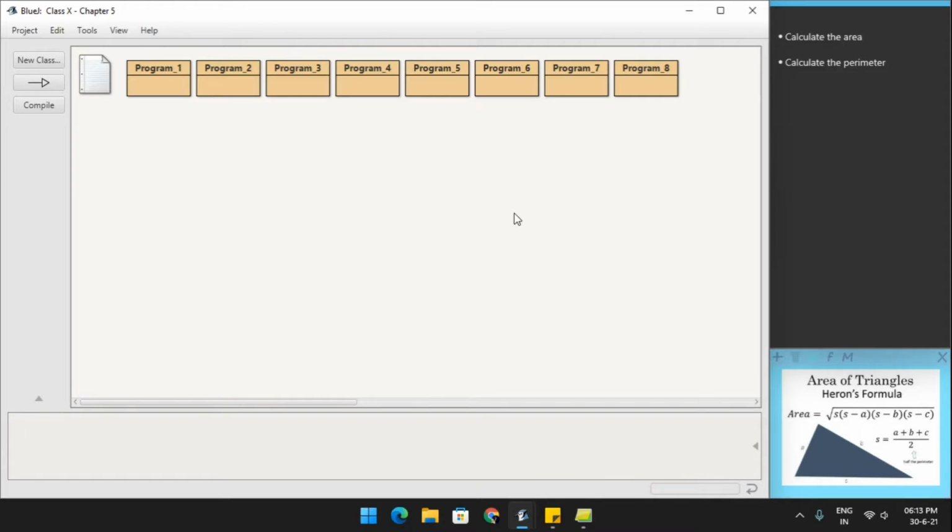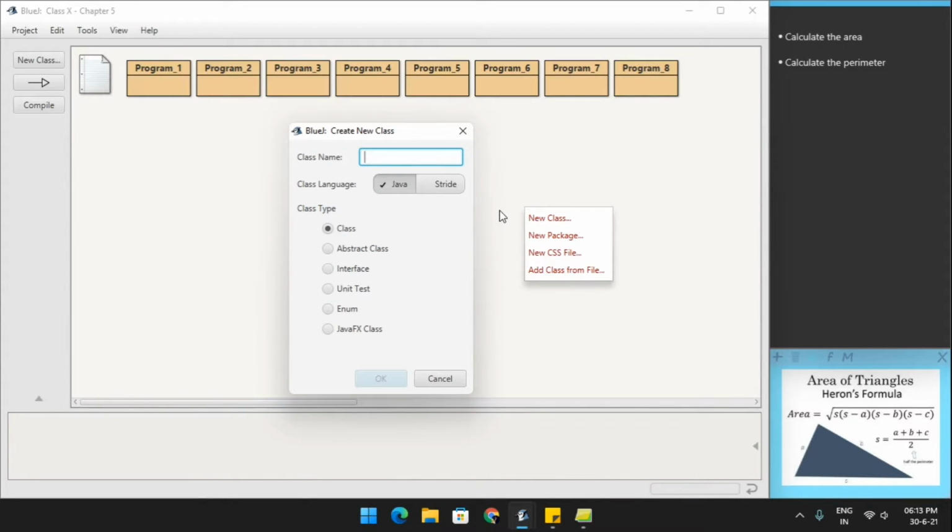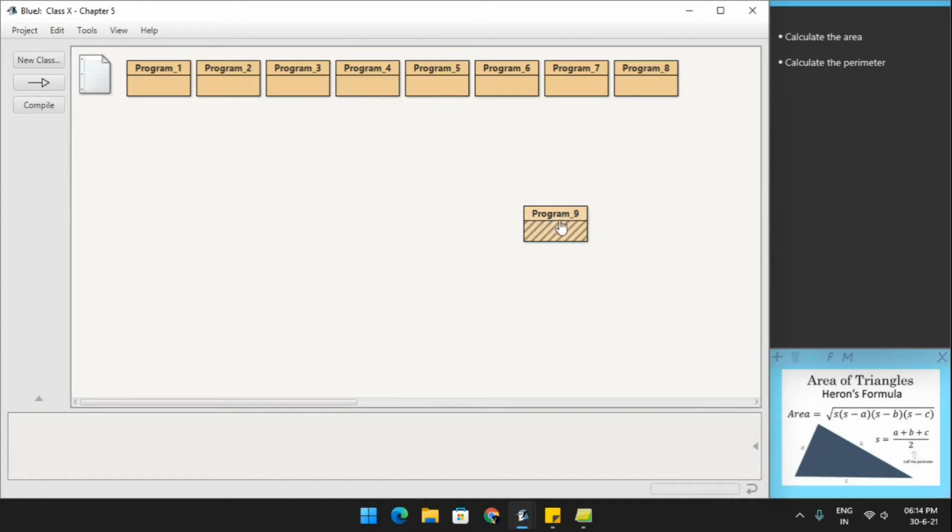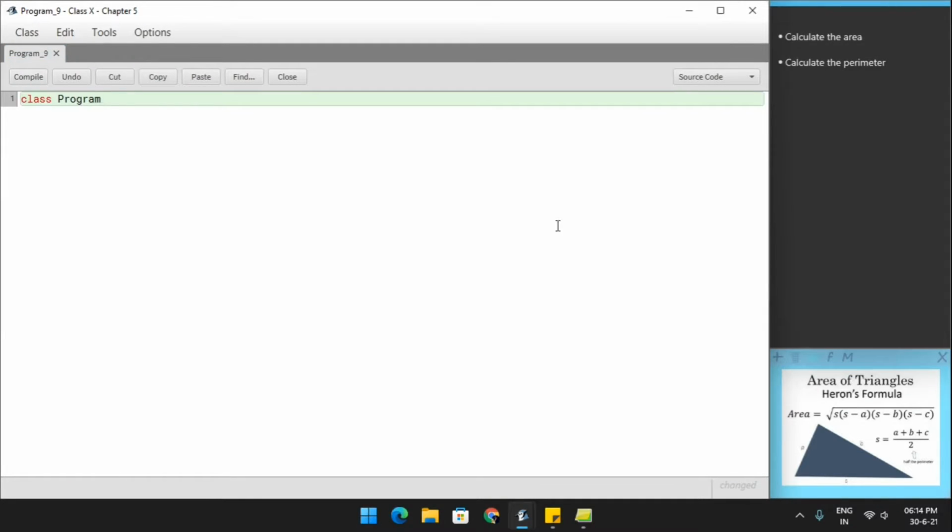Alright, now let's get started with writing down our code. Let's create a new class, name it program_9. Now for the inputs, we take it as A, B and C so that it's all simple for us. So int A and B and C.